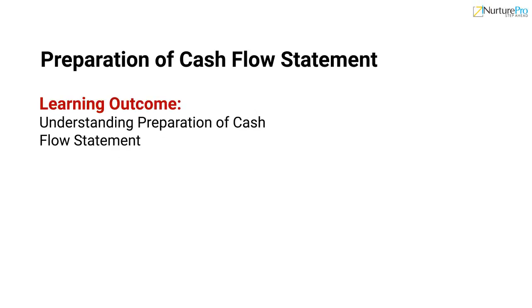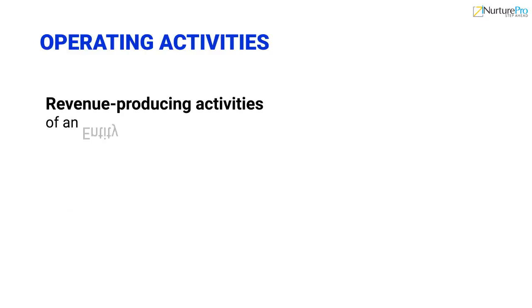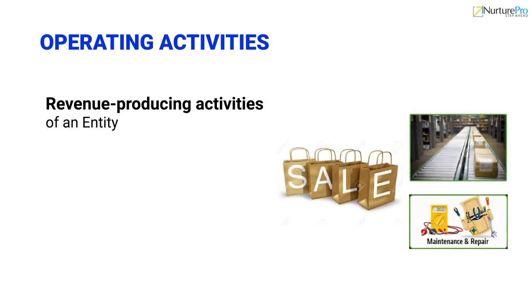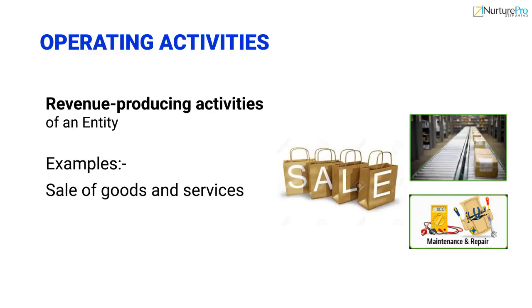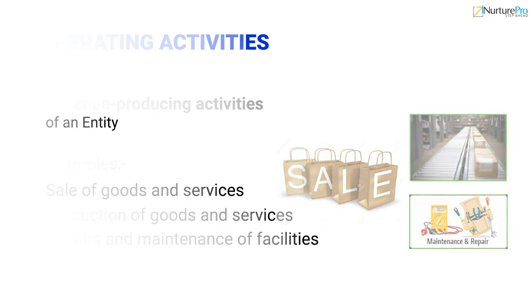Hello students. We know that cash flows in an entity are from three types of activities, mainly operating activities, investing activities, and financing activities. Let us understand the nature of these three activities. Operating activities are the main revenue producing activities of an entity. Examples of operating activities include sale of goods and services, production of goods and services, repairs and maintenance of facilities, etc.